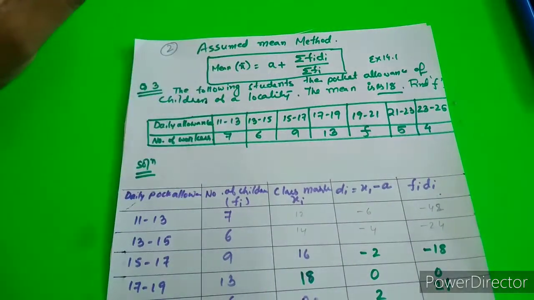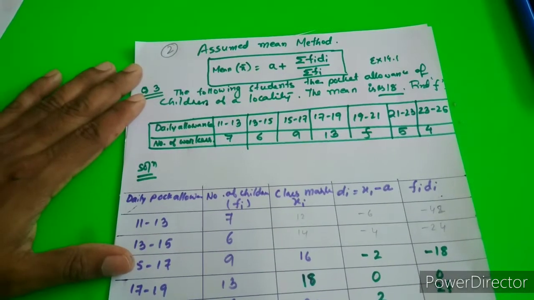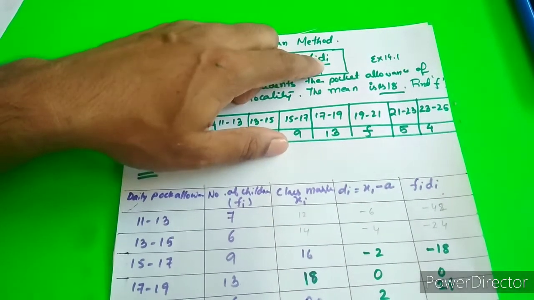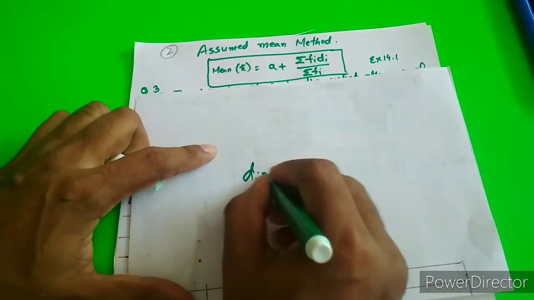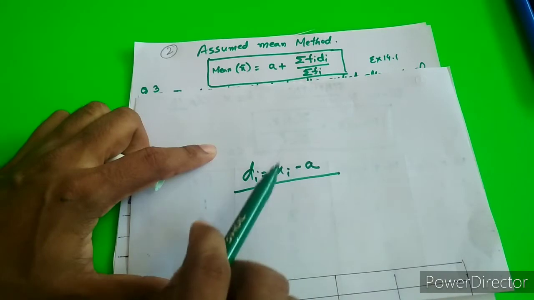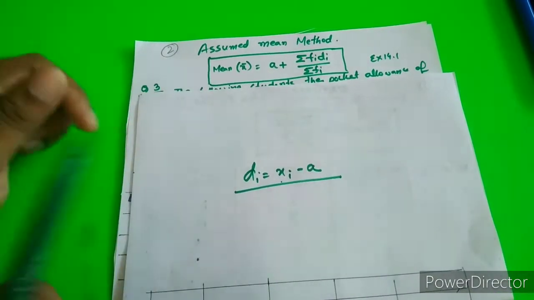The small a here is defined as the assume mean. That means we will take the middle value, the class mark, as the mean value. That's what we call the assume mean. We will take it ourselves based on the question given. Now, what is fi? Fi is the frequency, and di is the deviation. Di equal to xi minus a. That's the formula. A is the assume mean. Xi is the class mark.